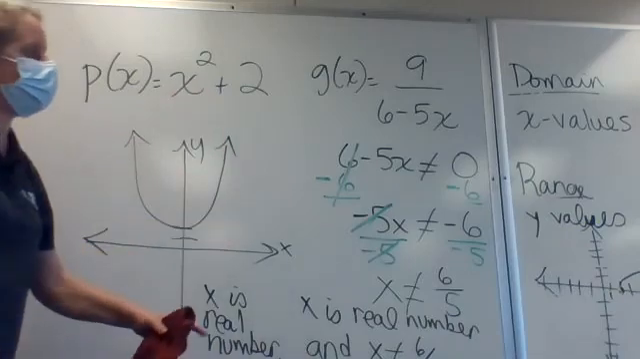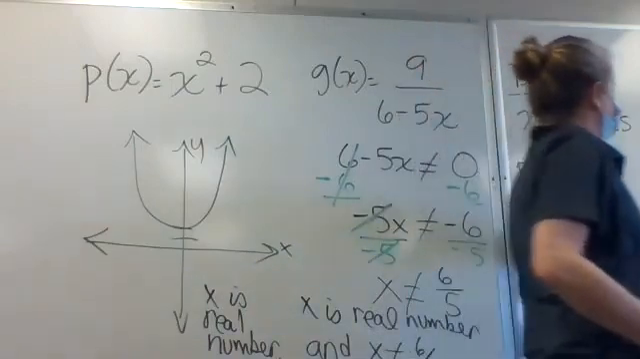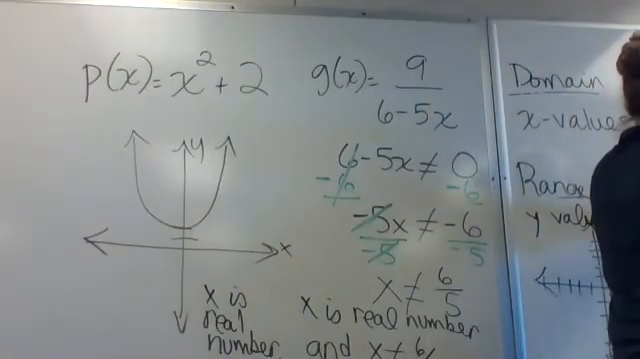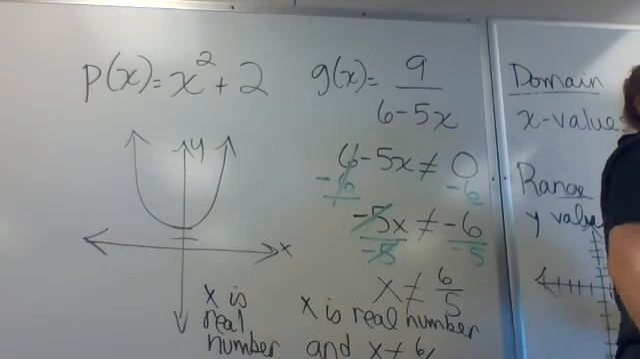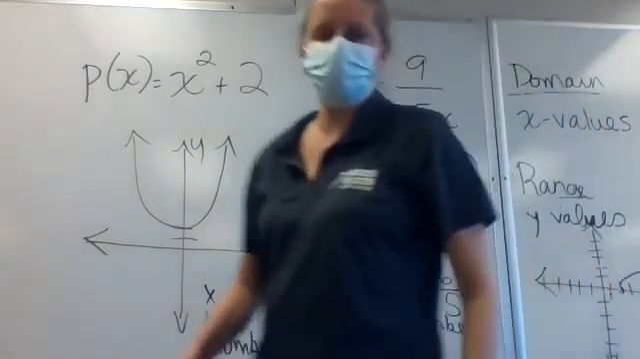So this graph, if I graphed it, it would look like this. And it would have a spot right here at positive 6/5, which is just a little more than 1, where it skipped over it. It didn't have a point there.